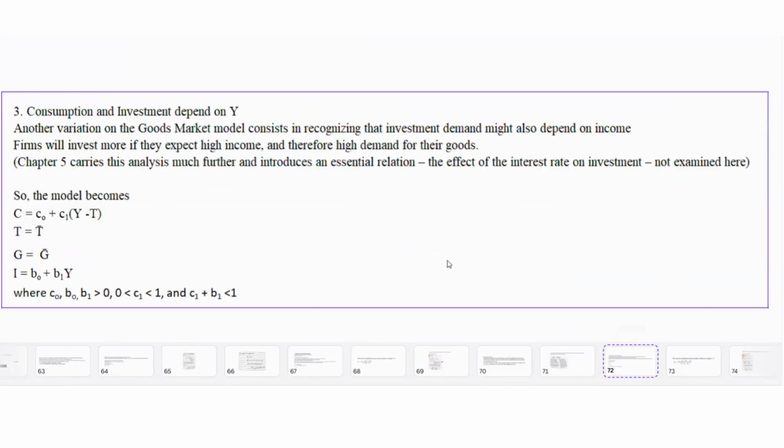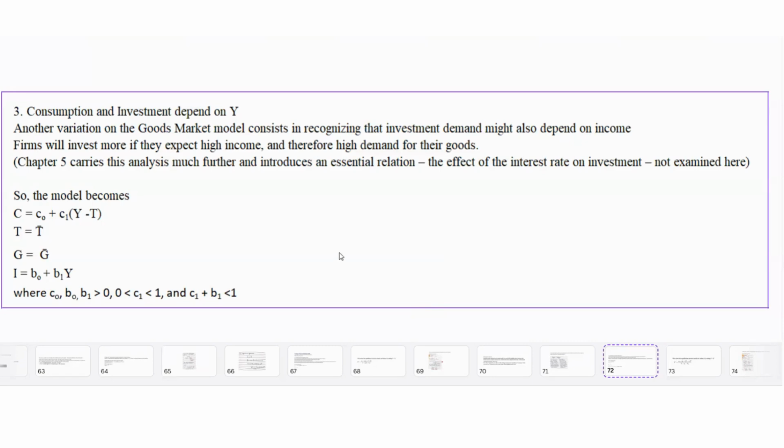We now want to look at another variant of the goods market model where consumption and investment both depend upon Y. First was only consumption depends upon Y. The second variant was consumption and taxes depend upon Y. The third variant we want to look at is that consumption and investment depend upon Y. Why does investment depend upon Y? Because firms would invest more if they expect high income and therefore high demand for the goods.